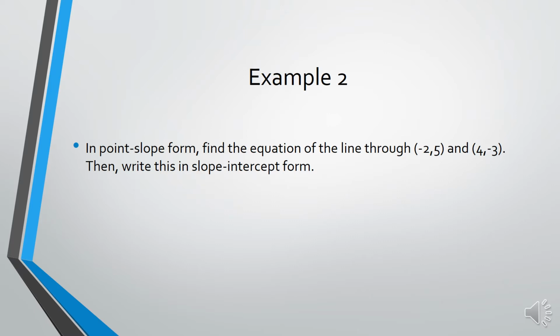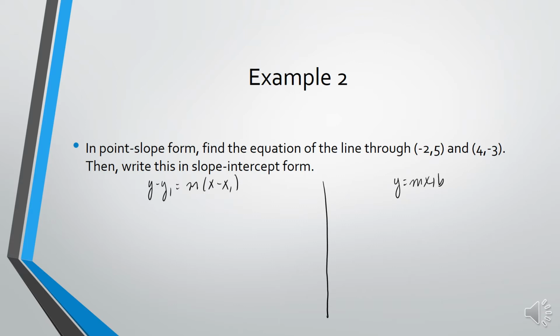Now in point-slope form, let's find the equation of the line through -2, 5, and also 4, -3. Then, separately, I want to write this in slope-intercept form. So this problem has kind of two parts to it, so I'll separate them. The first one is we want the point-slope form. So point-slope form is y minus y1 equals m times x minus x1. And then after I figure out that, I'm going to rewrite it to be slope-intercept form.